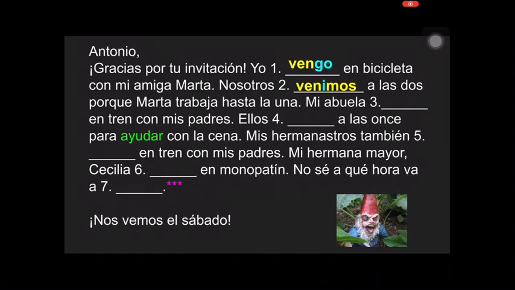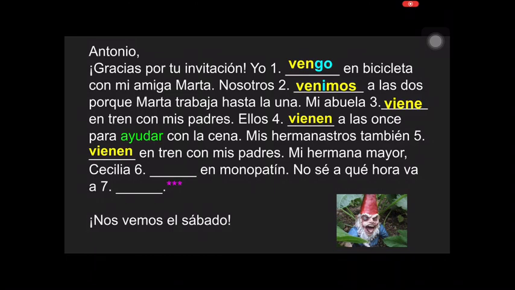Mi abuela, my grandma, so we're talking about ella, she. Viene en tren con mis padres. So she's your grandmother. She's coming on the train with your parents. Ellos, they, vienen a las 11 para ayudar con la cena. They are coming at 11 to help with dinner. Mis hermanastros también, my step siblings, are also vienen, because we're talking about they, en tren con mis padres. They're also coming by train with my parents.